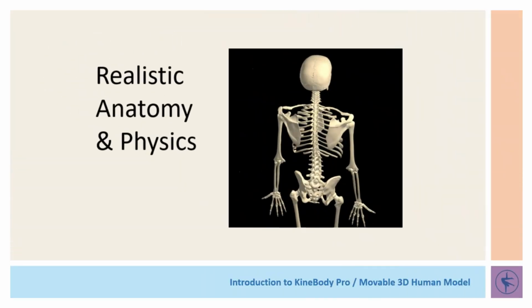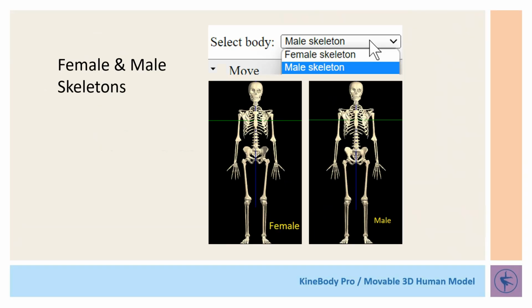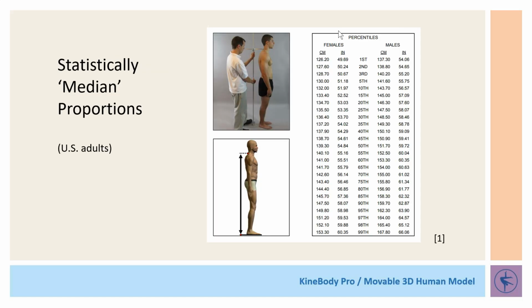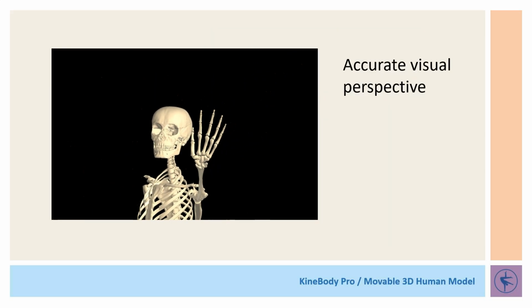The core of the app is a high-definition 3D skeleton with over 200 bones. You can select either a male or female skeleton, each of which has been sized to match statistically median proportions. The bodies are rendered using realistic illumination and accurate 3D perspective.